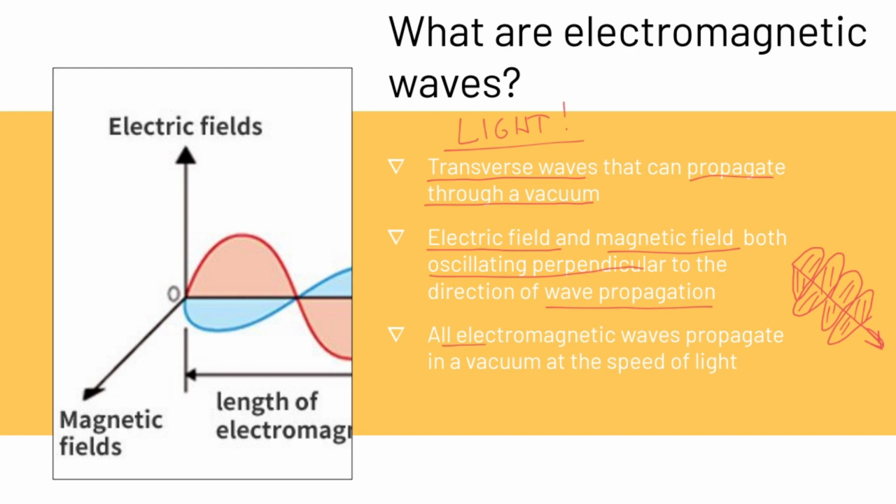And all electromagnetic waves propagate in a vacuum at the speed of light. The speed of light we call c, which is 2.99 times 10 to the 8 meters per second, or we could say 3 times 10 to the 8 meters per second, or we could call this 300 million meters per second. So very, very fast, and nothing in the universe travels faster than the speed of light.